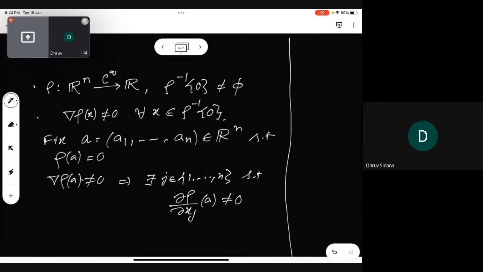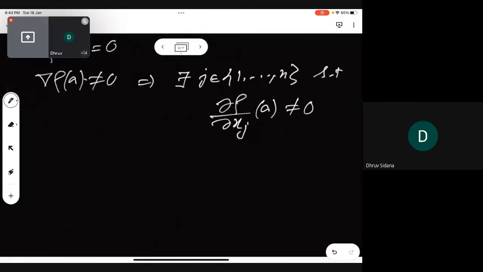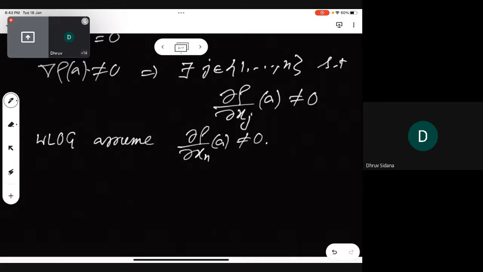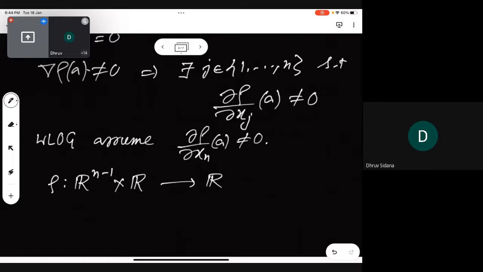All right. So now, without loss of generality, assume del rho by del xn at a is non-zero. That we can assume since one of them is non-zero. Now you think of rho as Rn minus 1 cross R to R. So we'll consider this x and y from R.